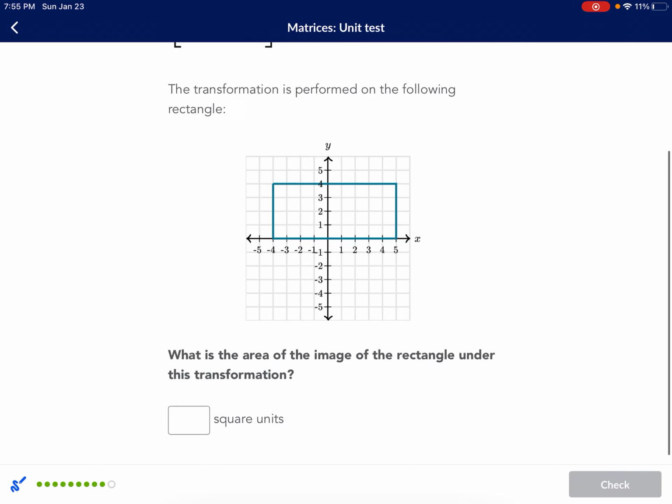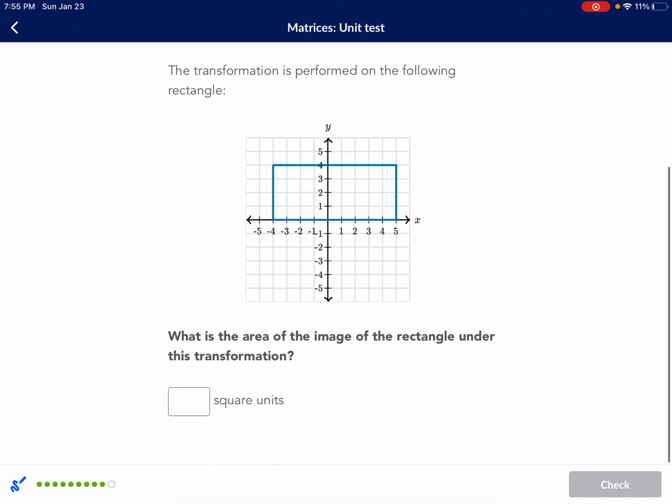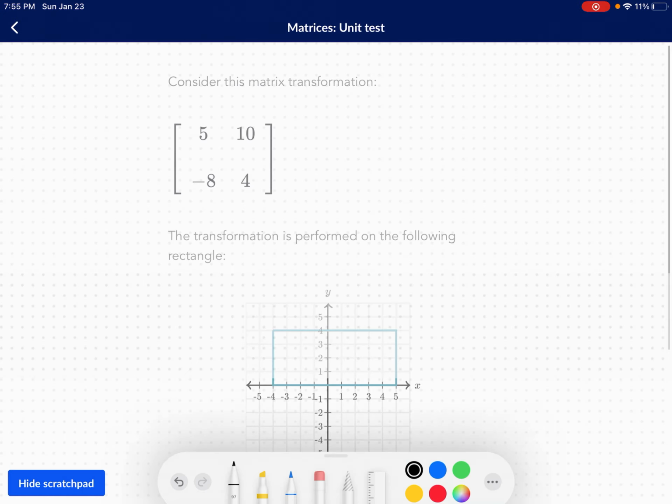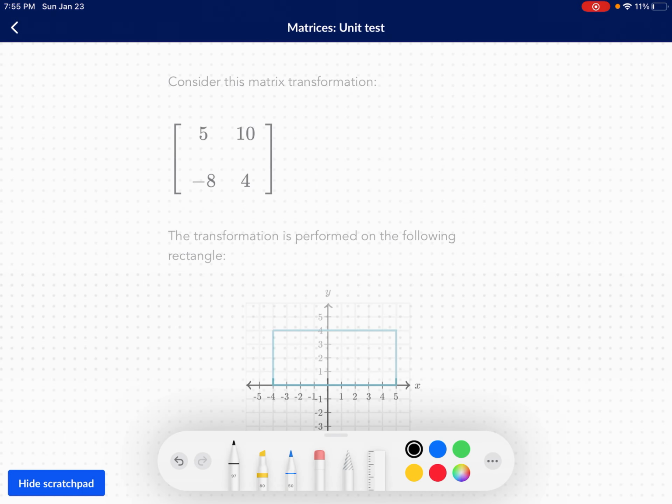This transformation is performed on the following rectangle. What's the area of the image of the rectangle under this transformation? Okay, so I'll find the determinant of this matrix transformation. So 8 times d is 5 times 4, so 20 minus negative 80 equals 100. That's the determinant, so that's the factor we're scaling by.